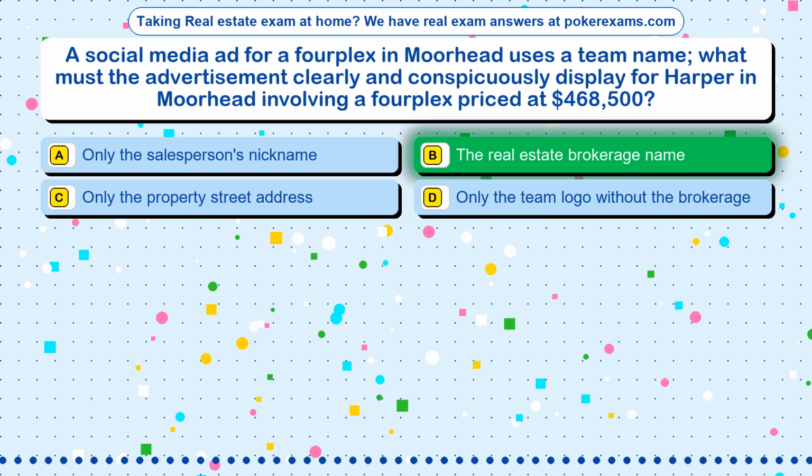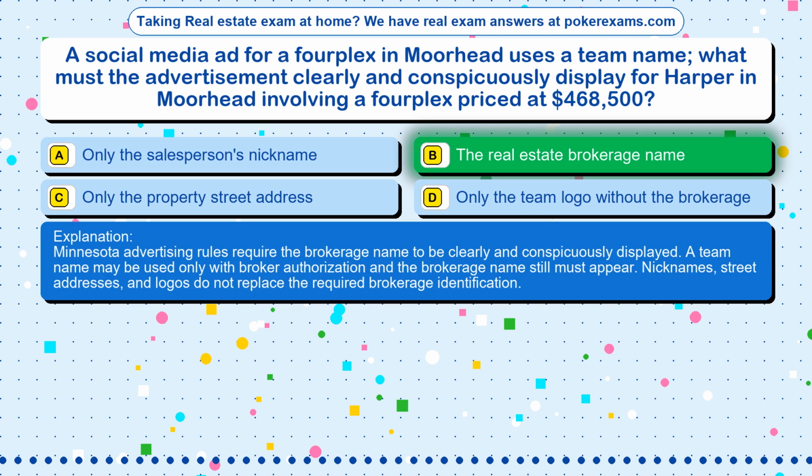The correct answer is option B, the real estate brokerage name. Minnesota advertising rules require the brokerage name to be clearly and conspicuously displayed. A team name may be used only with broker authorization and the brokerage name still must appear. Nicknames, street addresses, and logos do not replace the required brokerage identification.